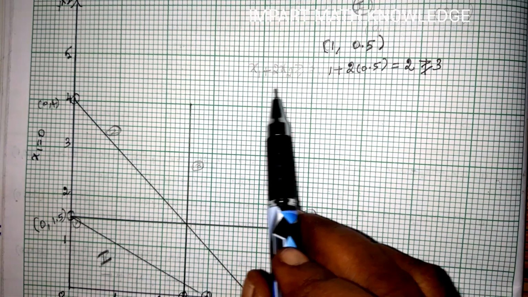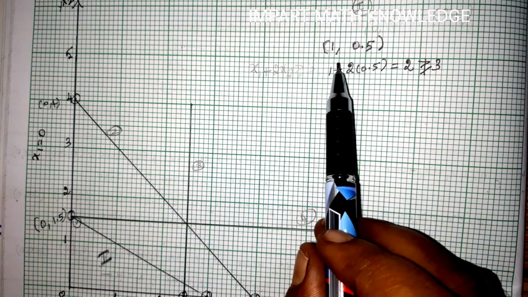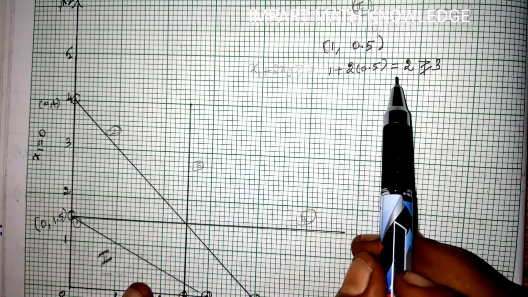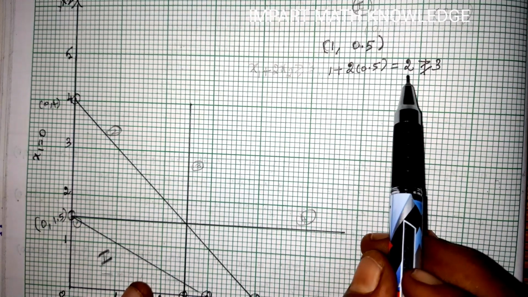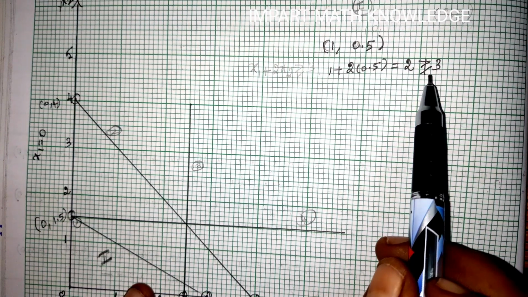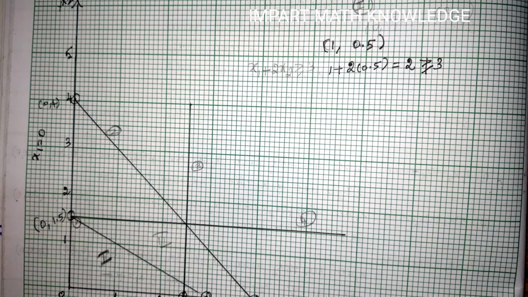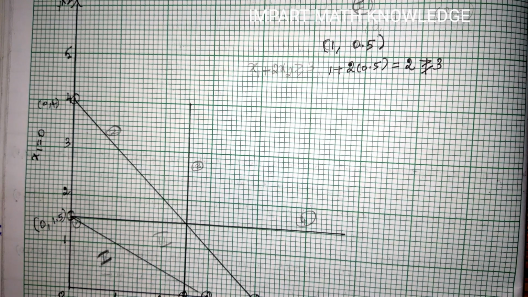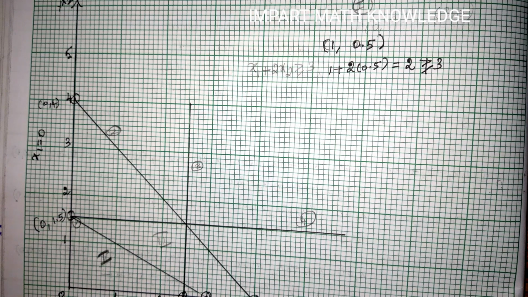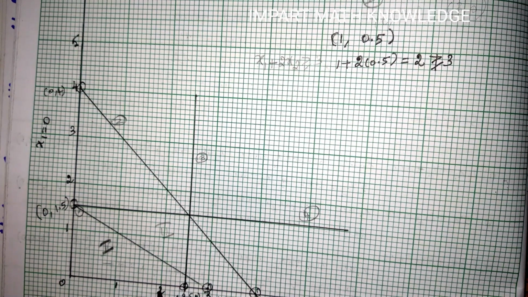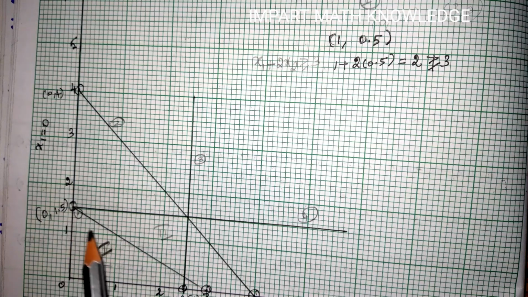In the first constraint, I substitute the value from the first region, so the condition is not satisfied. That is, 2 is not greater than or equal to 3. So I move on to the second region. I take any one point from this region. For our convenience, let me take the point 2 and 1.